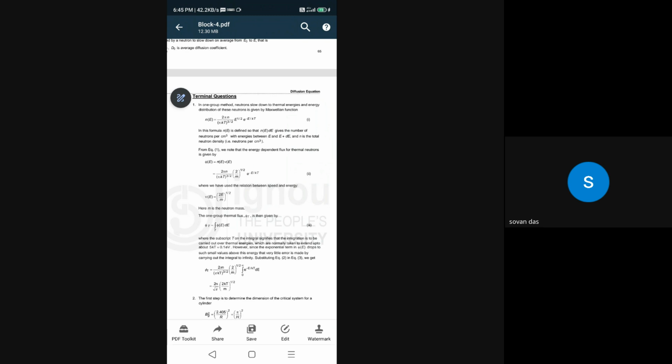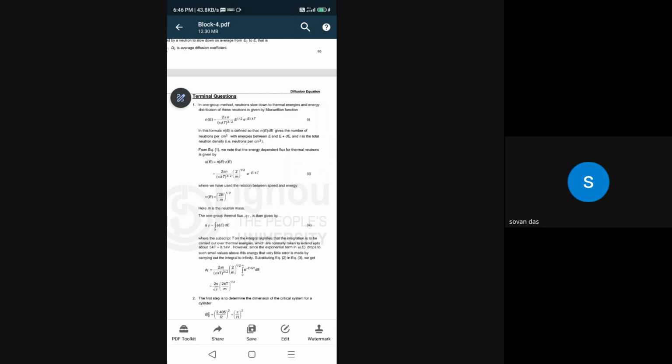So the energy dependent flux for thermal neutrons is given by phi is equal to n multiplied by v. So this is nothing but 2 pi N by (pi kT) to the power 3 by 2 multiplied by (2 by m) to the power half times exponential minus E by kT. So we have used the relation between speed and energy here, and your v is equal to root over of 2E by m, where m is the neutron mass.